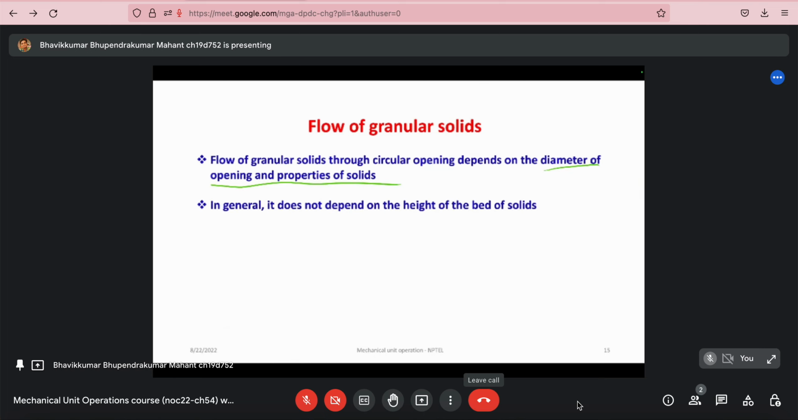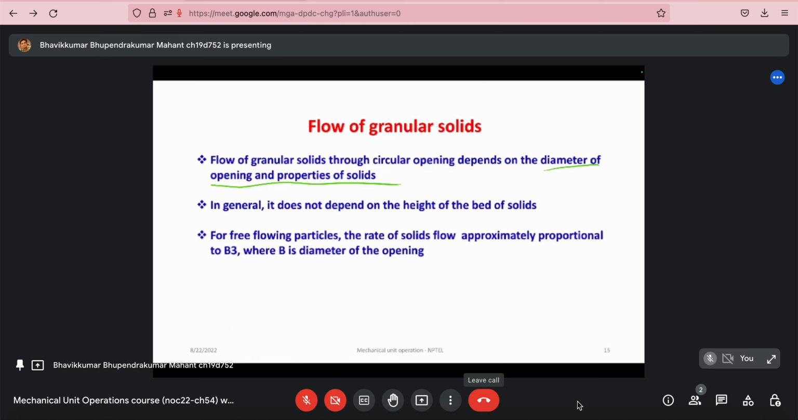In general, it does not depend on the height of the bed of solid. Whatever height is there, it does not matter. It must be independent of the size or the mass of the bed which is generated. Now for a free flowing particle, the rate of solid flow is approximately proportional to B cube, where B is the diameter of the opening.